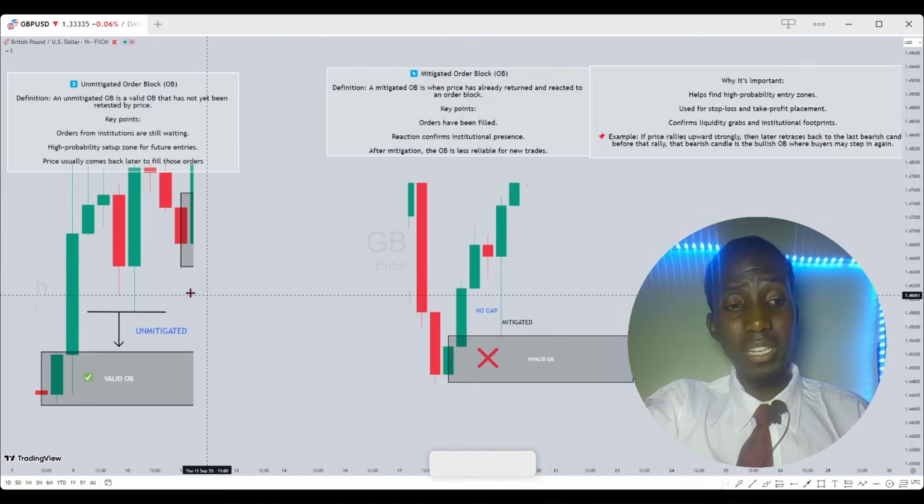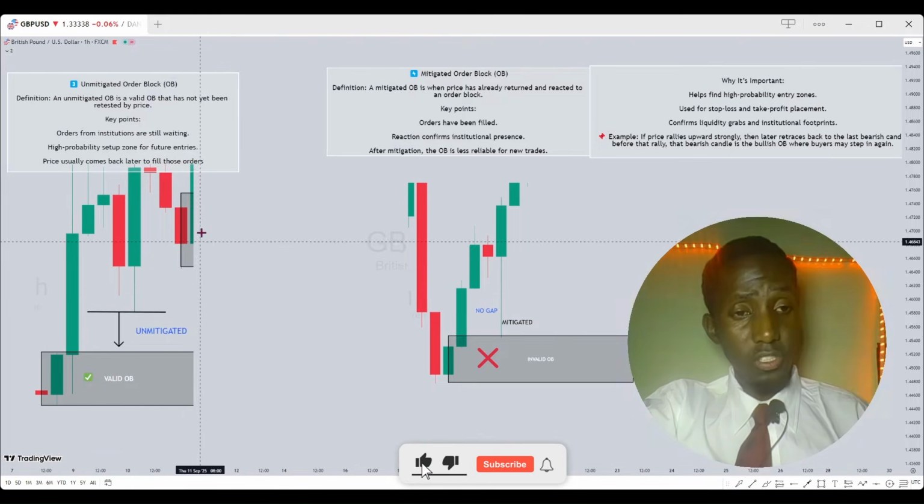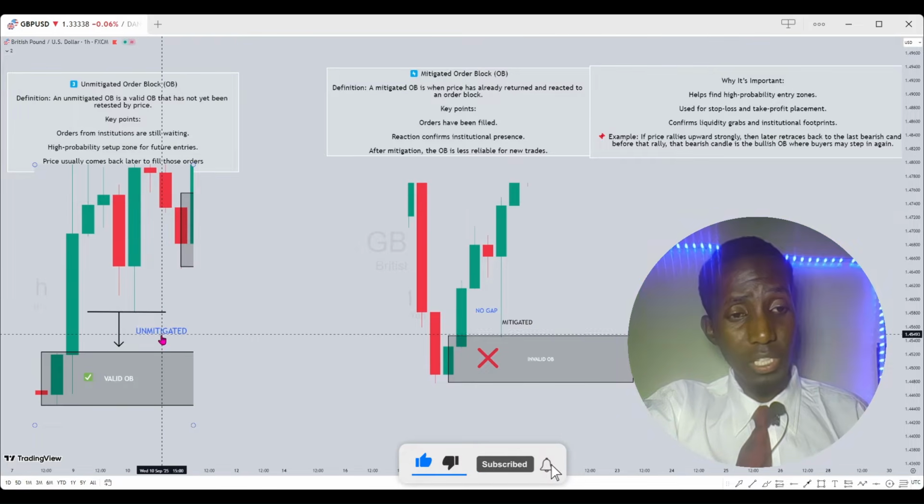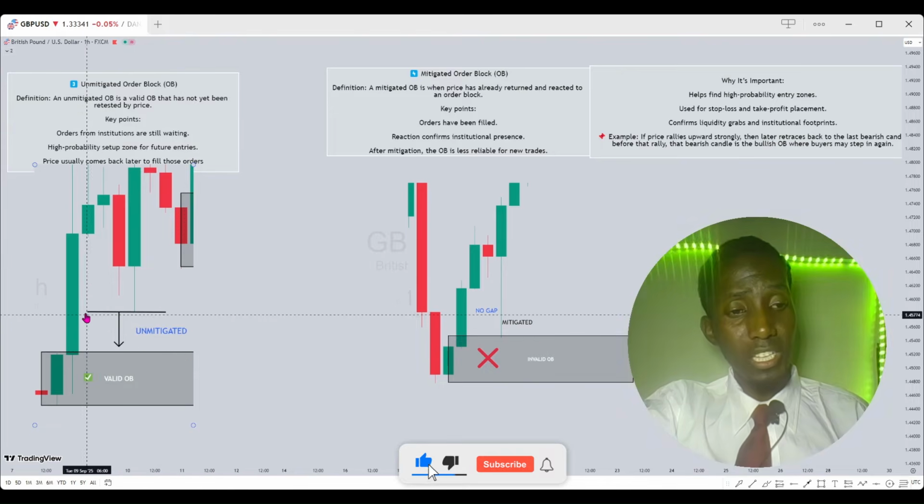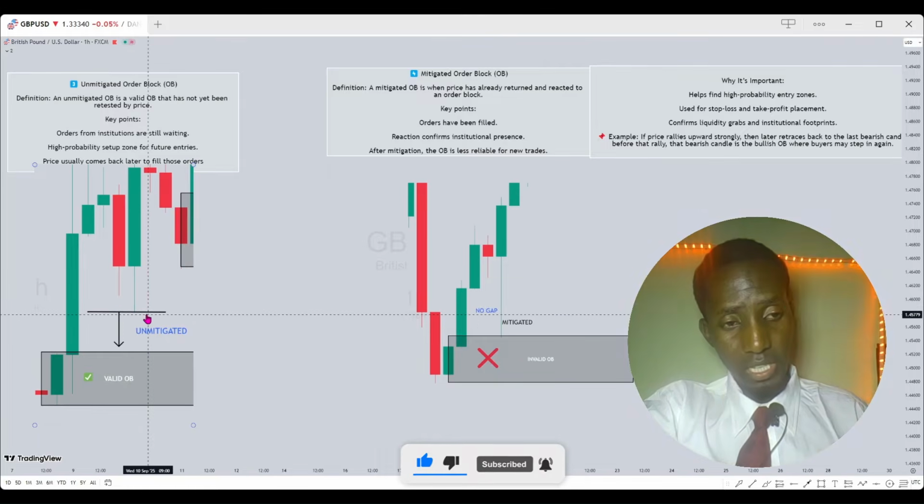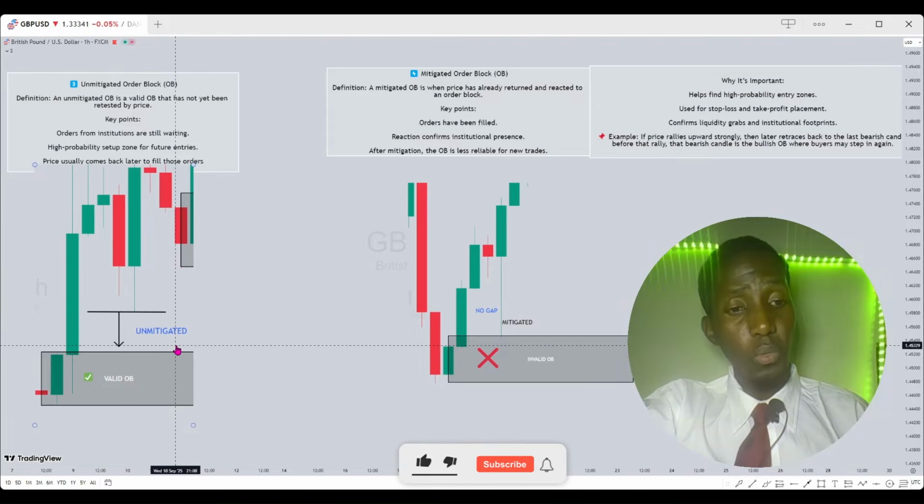So we are waiting in the future for institutions to push this price to come down to fill this gap, and then we enter our buy from here. And again, I'm expecting price to sweep liquidity below this wick, below this candlestick, as you can see here. Then we enter our buy orders from above this zone.